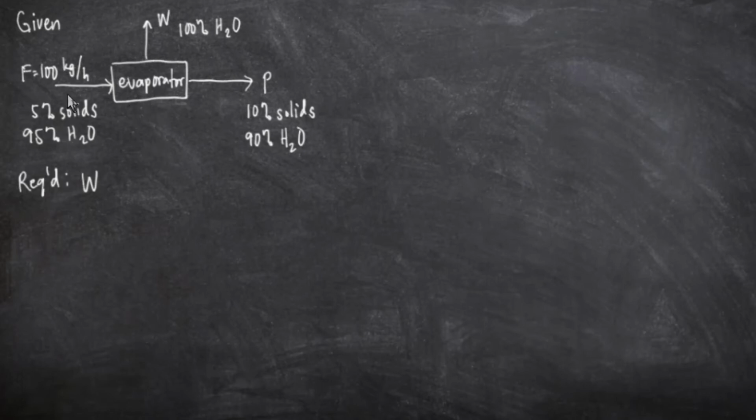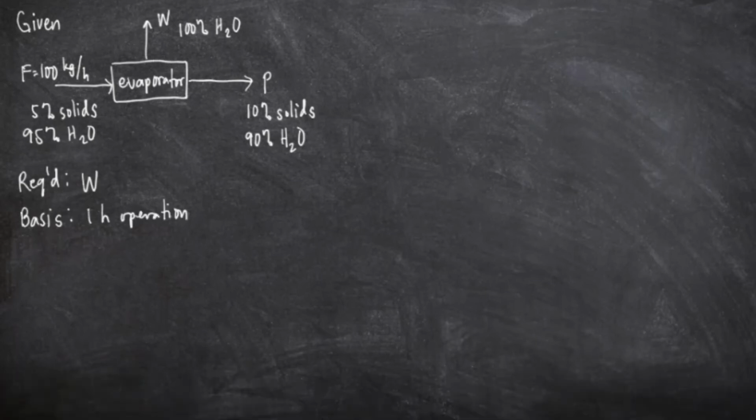We have one feed stream and two product streams. In this problem, we are required to look for the value of W, or the amount of water evaporated from the solution to make it more concentrated. With that, we will start with our basis. Since we are given the flow rate of the feed, 100 kilograms per hour, a sensible basis would be 1 hour of operation.